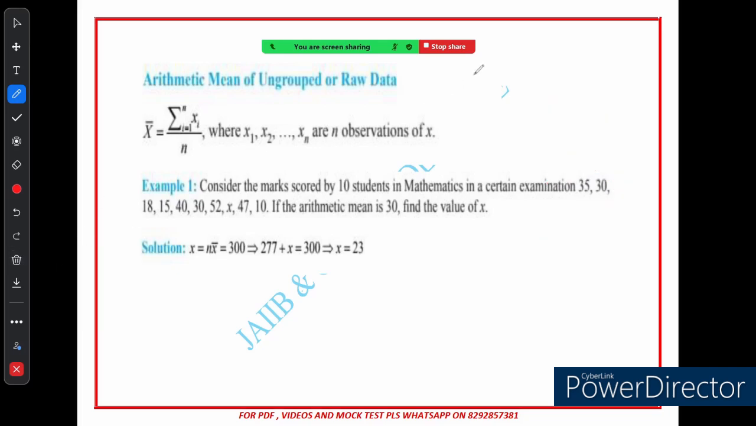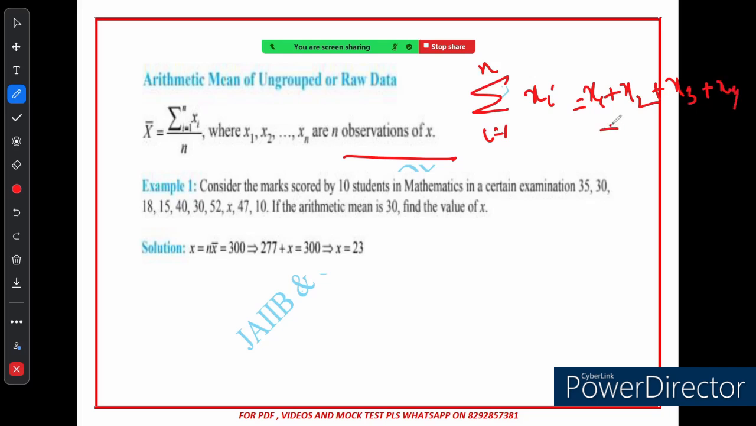Suppose you have x1, x2, x3 up to xn. There are n observations of x. We take the summation of xi from i equal to 1 to i equal to n, which is x1 plus x2 plus x3 plus x4, right? When I say summation, it means: put i equal to 1, you get x1. Put i equal to 2, you get x2. Put i equal to 3, x3, plus x4 plus x5 plus up to xn. This is the summation of all the x, and we divide it all by n. n is the number of observations.